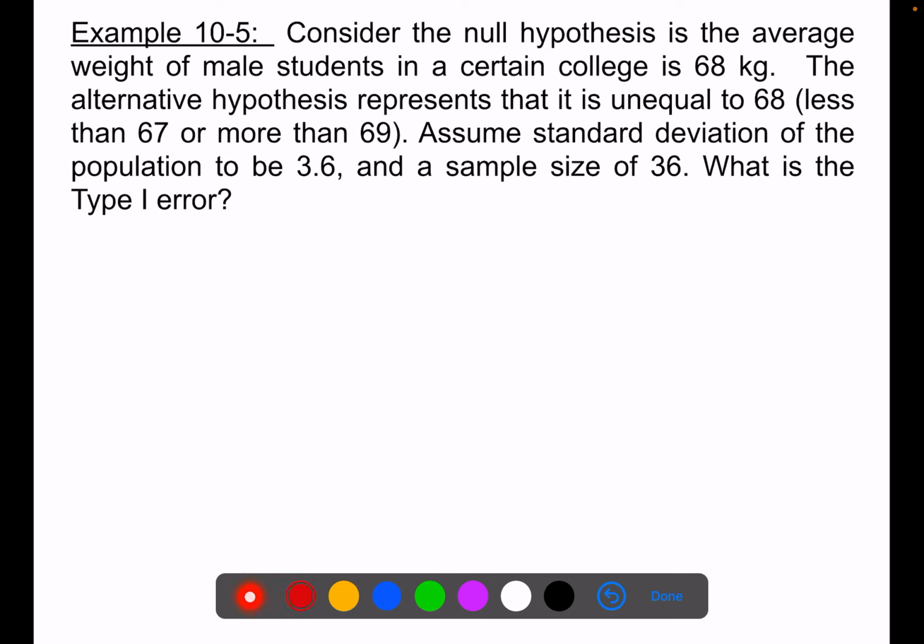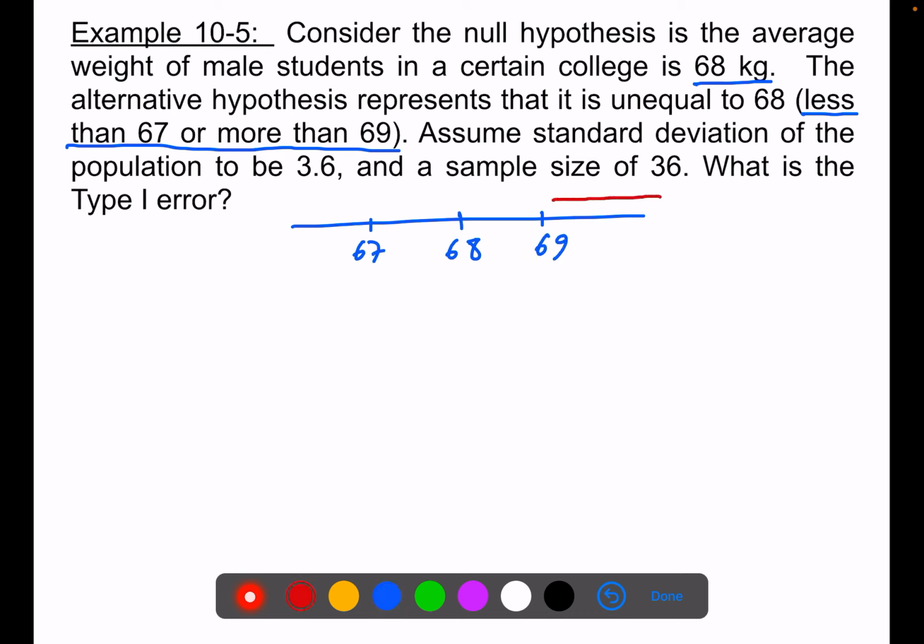So consider the null hypothesis is that the average weight of male students in a certain college is 68 kilograms. The alternative hypothesis represents that it is unequal to 68, basically less than 67 or more than 69, right? So this is 68 and 67, 69. So if we are here, we reject H0, or we are here.